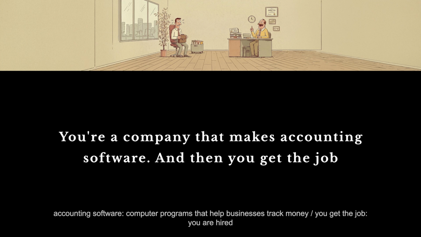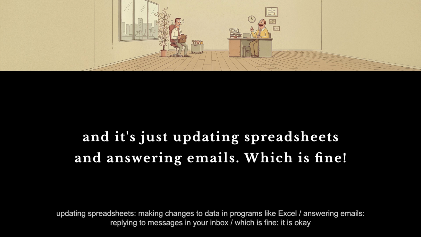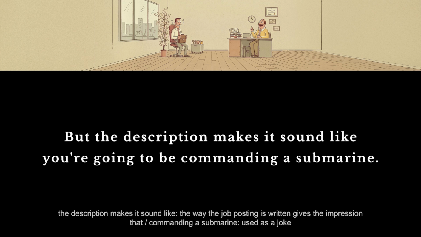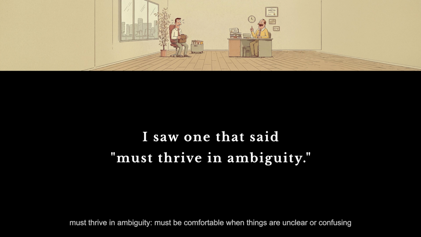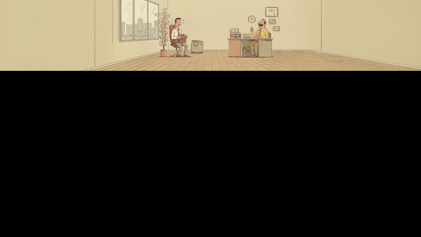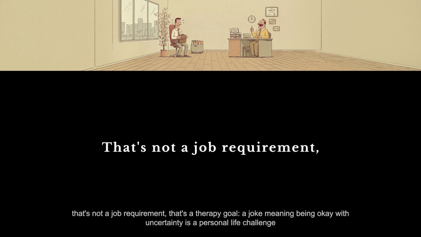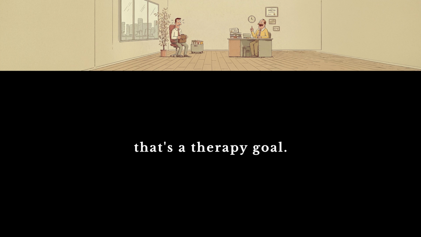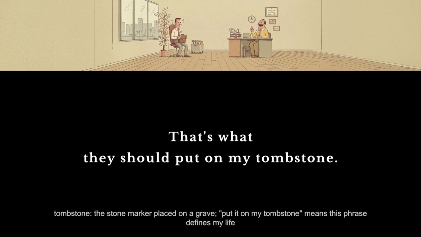And then you get the job and it's just updating spreadsheets and answering emails, which is fine, that's most jobs, but the description makes it sound like you're going to be commanding a submarine. I saw one that said, must thrive in ambiguity. That's not a job requirement, that's a therapy goal. Must thrive in ambiguity. That's what they should put on my tombstone.